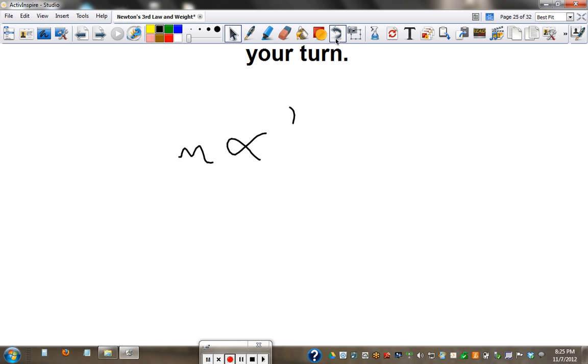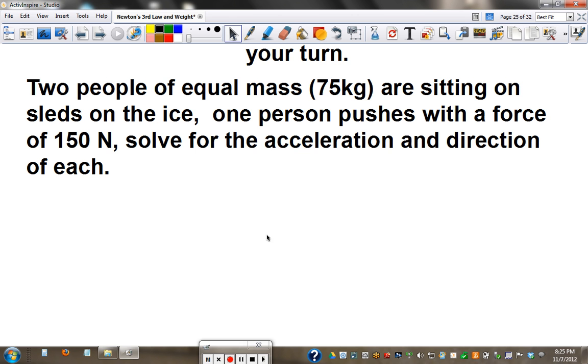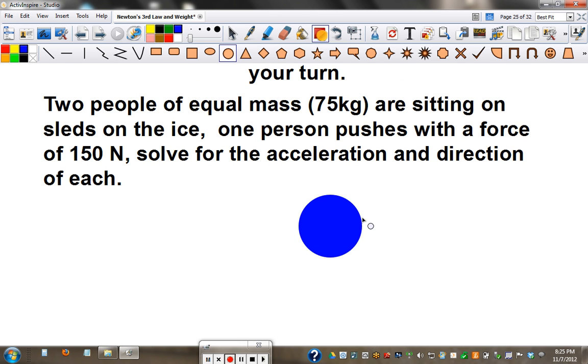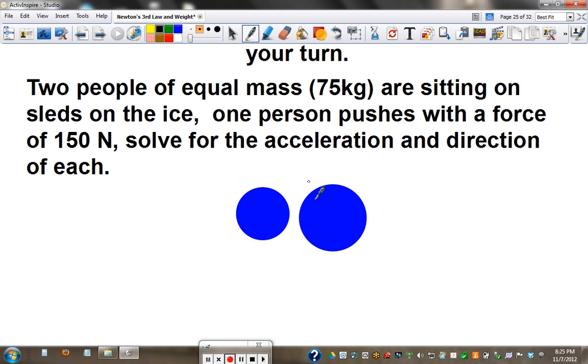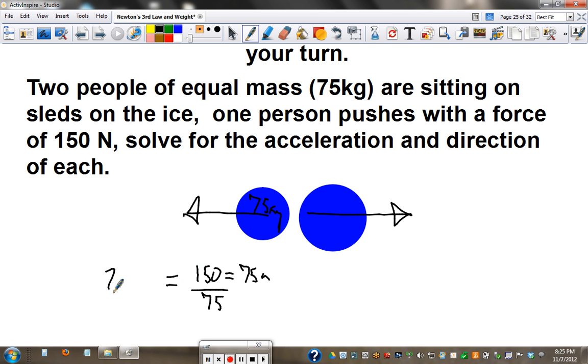Okay, solve for this one now. Your turn. Here's the answer. Same process. 2 people. They each feel 150 newtons. 75 kilograms. 150 equals 75 times a. 2 meters per second squared left. And this person feels the same, because they're the same mass, 2 meters per second squared on the right.